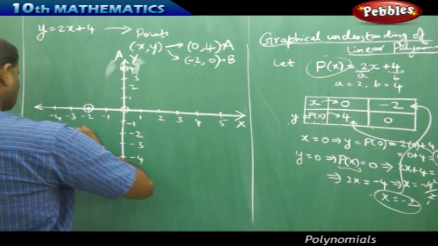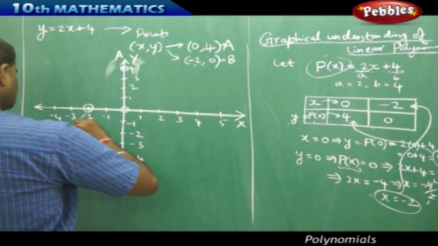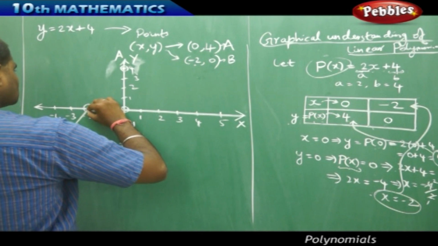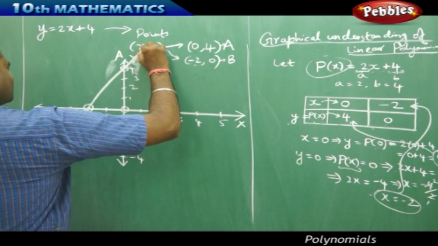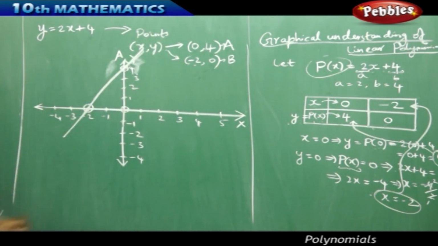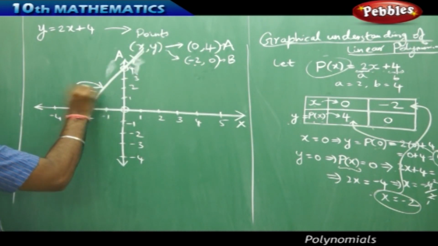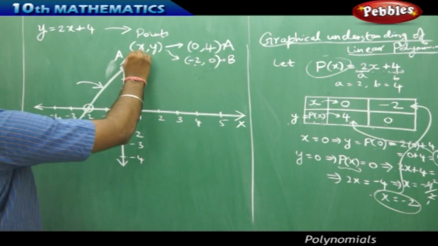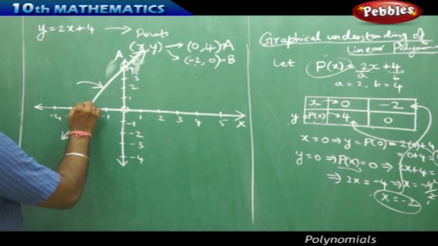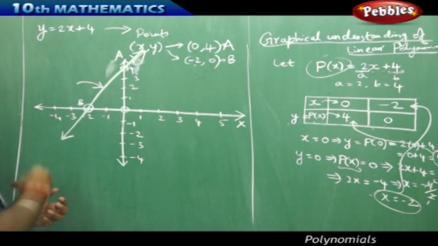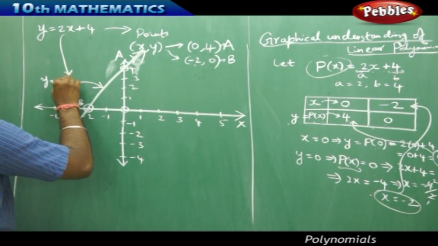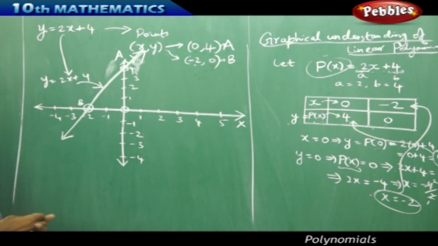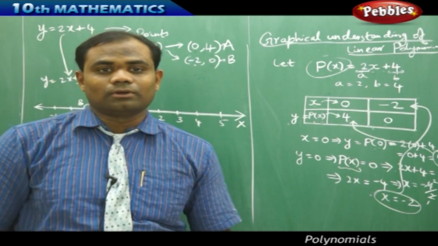Once I get the 2 points, I just join them straight with a ruler, and finally I get a straight line passing through them, and this straight line is nothing but the linear polynomial. I obtain a straight line joining the points A and B, and this line AB is nothing but the linear polynomial y equals 2x plus 4. So this is how we understand the linear polynomial.